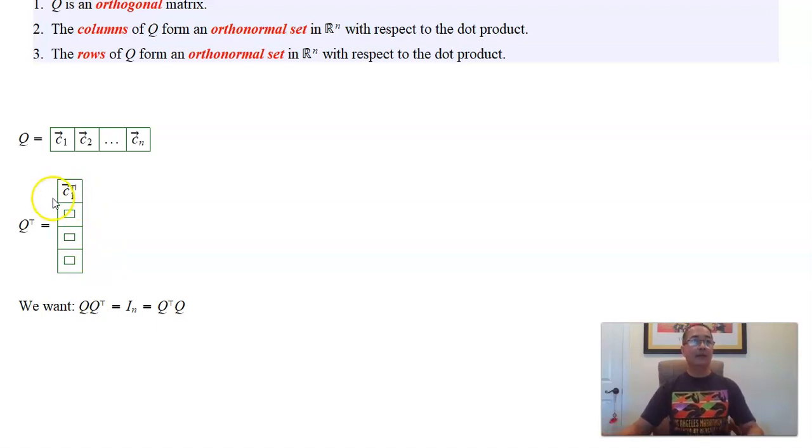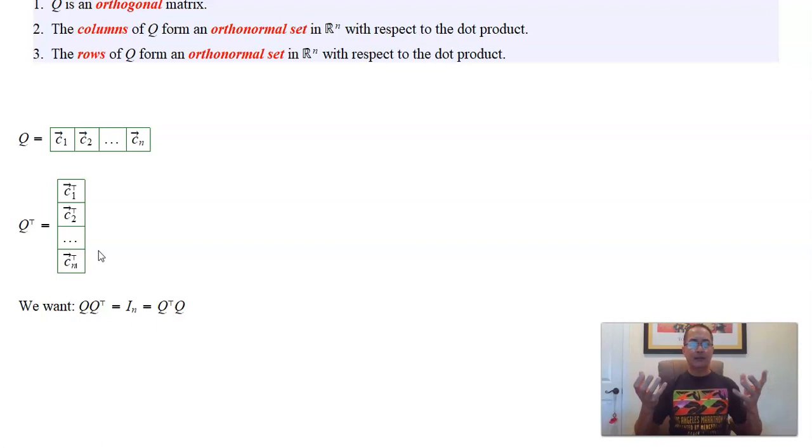There we go. Okay, and then what happens to column 2? It turns into a row, and that's now column 2 transpose. Keep going until you get column n transpose. Okay, but now, how do you multiply two n by n matrices?